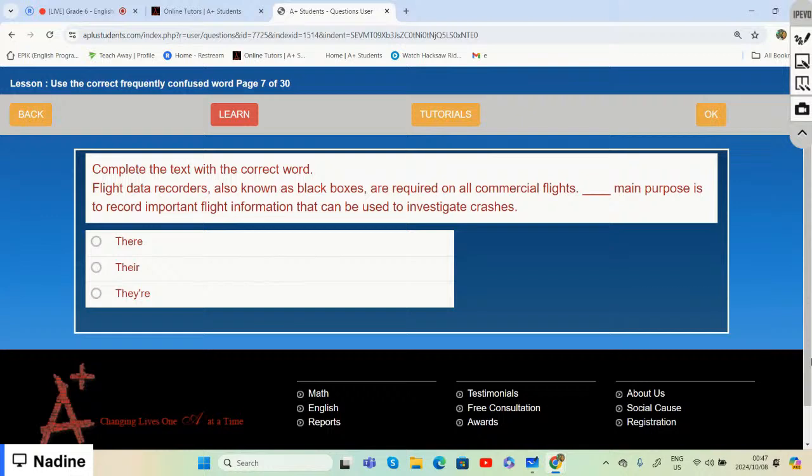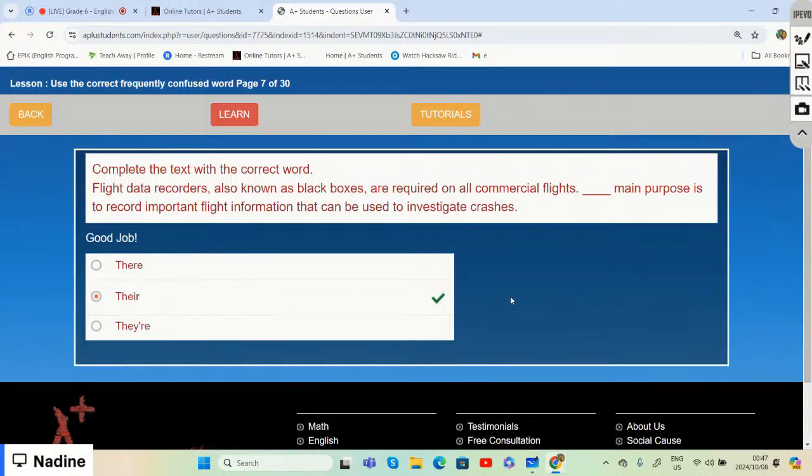If we were to choose the correct option, then we would say flight data recorders, also known as black boxes, are required on all commercial flights. Their main purpose is to record important flight information that can be used to investigate crashes.